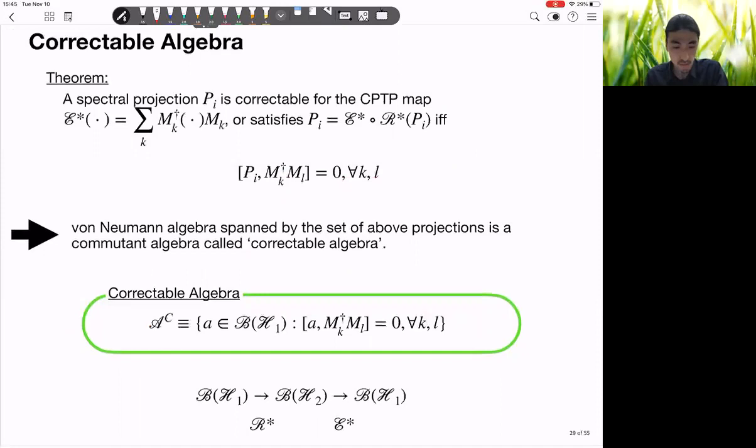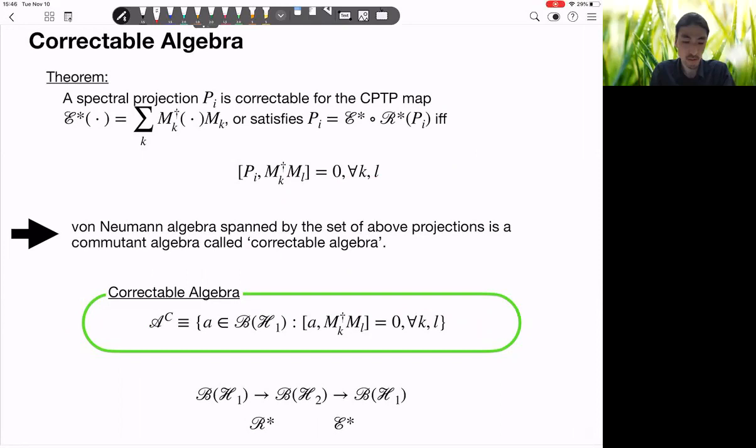So we had only E star for noiseless algebra, but in this correctable algebra, we consider E star or E star R star composite CPTP map. And then this theorem tells you that the spectral projection is correctable, it's not noiseless. But it's correctable if P_i commutes with M_K dagger M_L. And these M_K and M_L are cross operators belonging to E star only.